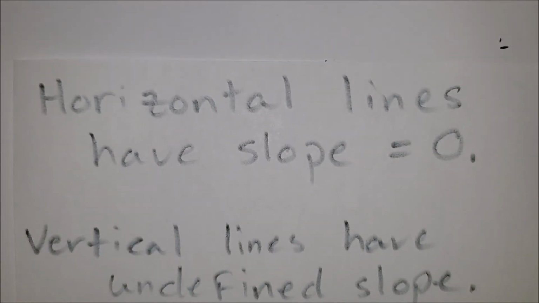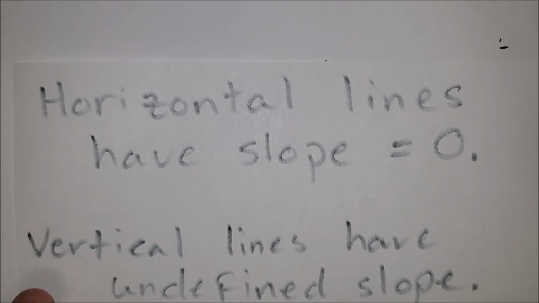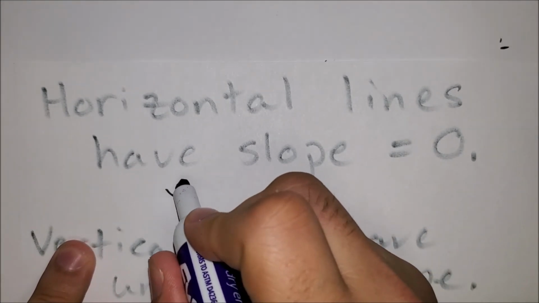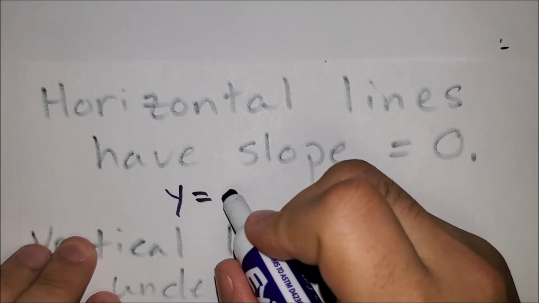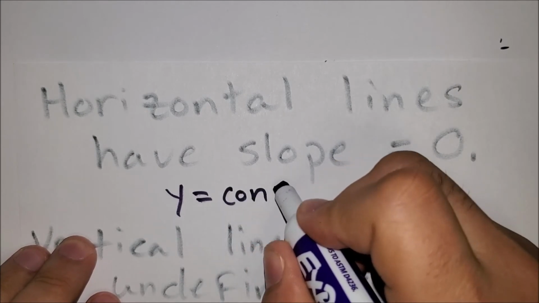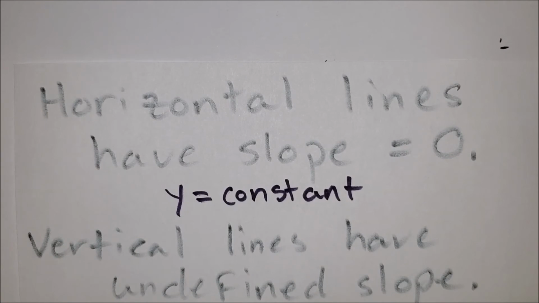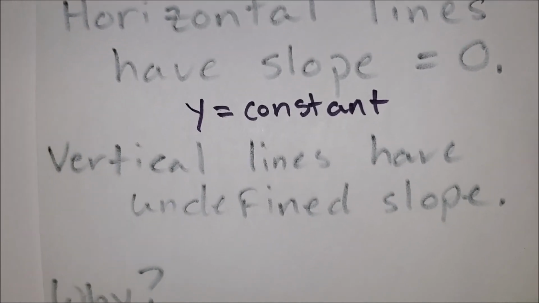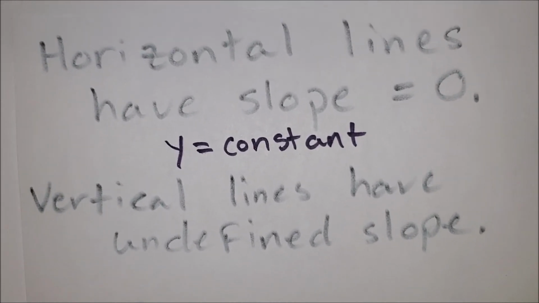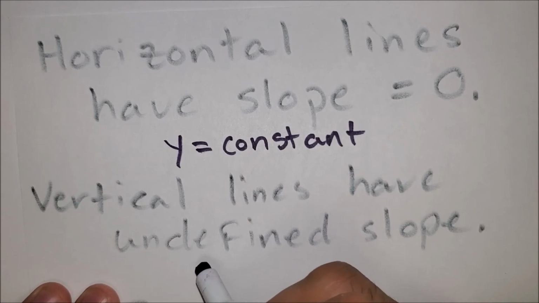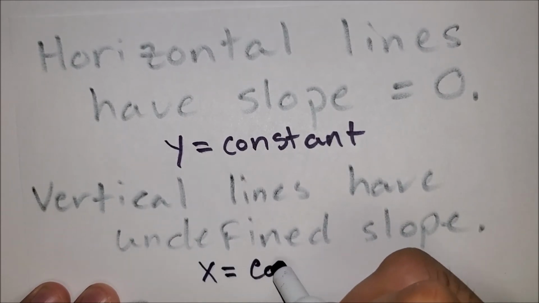So something to note, horizontal lines have a slope of 0. And these are always going to be in the form of y equals and then some constant. And that constant can be anything. But one thing to note, that constant will always end up being the y-intercept. Here, vertical lines have an undefined slope, and they're always going to be of the form x equals and then some constant.